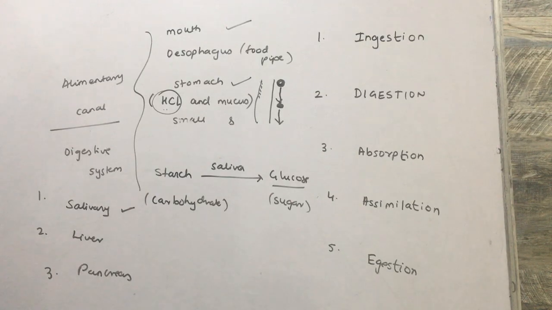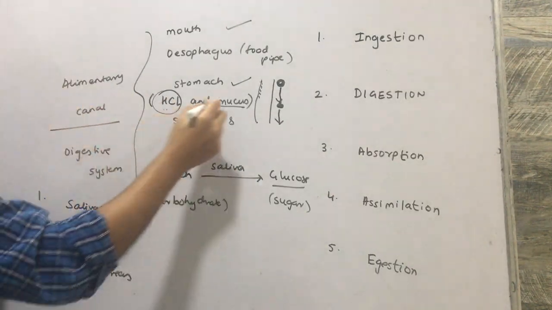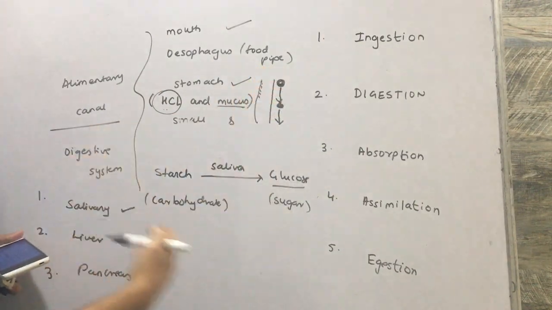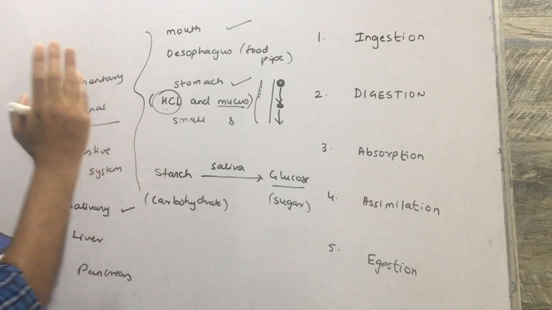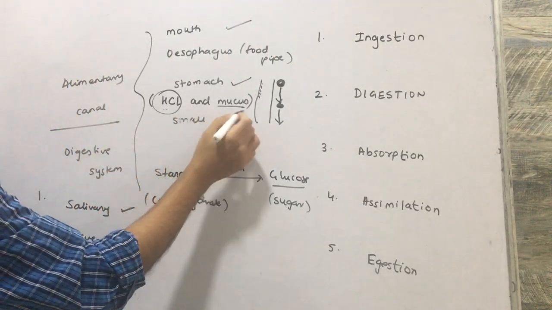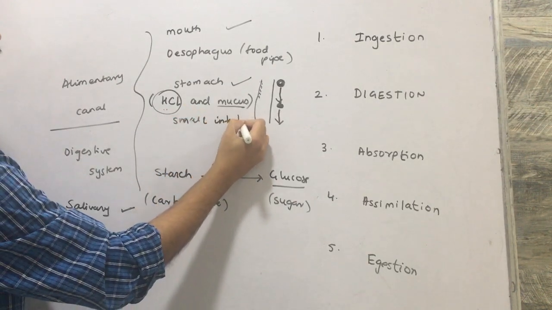Now the mucus. So now next is mucus. Mucus will simply make the food moist and easy to transport along the alimentary canal. So mucus will make the food moist so that it can be easily transported. It can be easily pushed through the food pipe or alimentary canal. Now next it will go to the small intestine. Okay, next it will go to the small intestine.